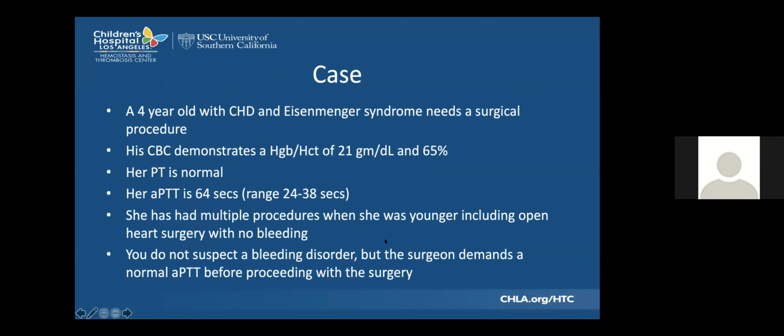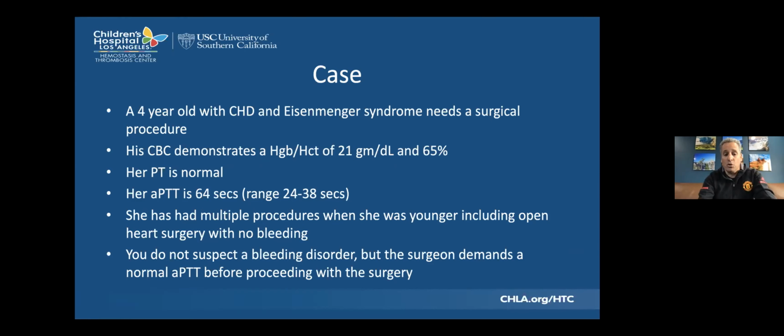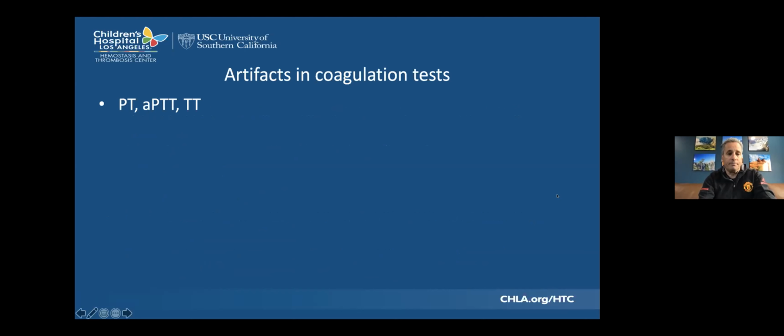Yes. All right. So again, back to this case, essentially, patient with a high hematocrit, and the PTT is abnormal. And now she's had multiple procedures before when she was younger, including open heart surgery, and never had bleeding. So your history is really important. This patient doesn't have a history of bleeding in spite of being challenged. So you don't suspect a bleeding disorder, but the surgeon is demanding a normal PTT before proceeding with the surgery. And believe me, I know that that happens quite a bit.